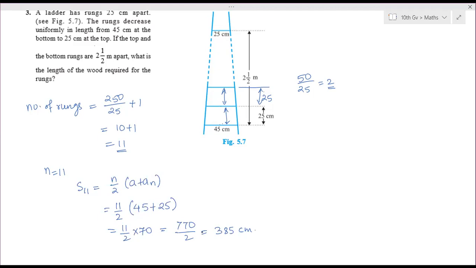In a row, you and your friends are sitting. So the last student, last friend, is 250 meters apart from you, and the second student is just nearby you. The student is 25 centimeter apart. Every student, the distance between every student is 25 meters apart. In 250 meters, how many students you can accommodate? How many students will be there in 250 meter distance?